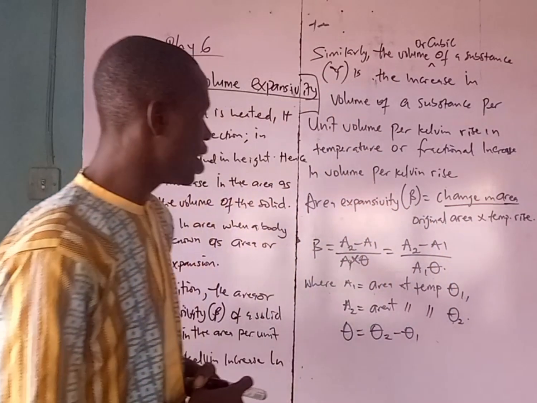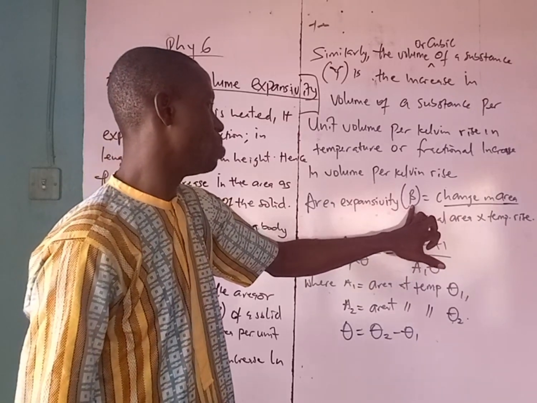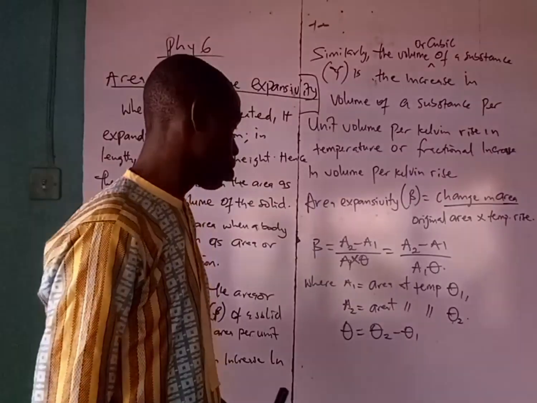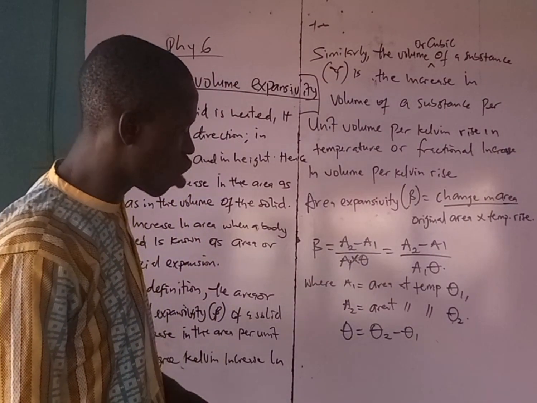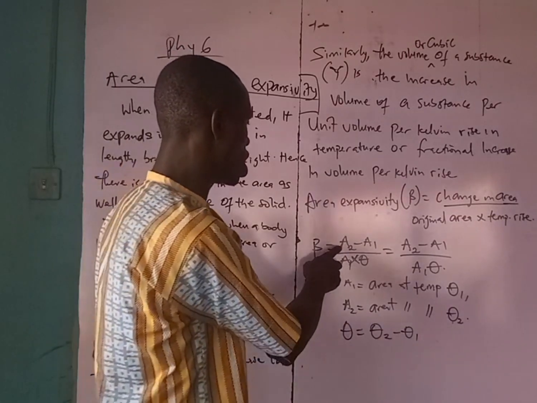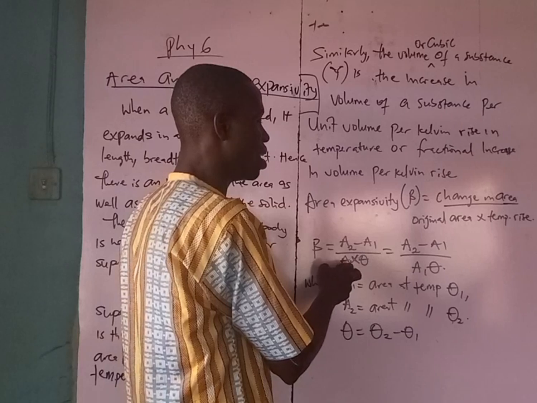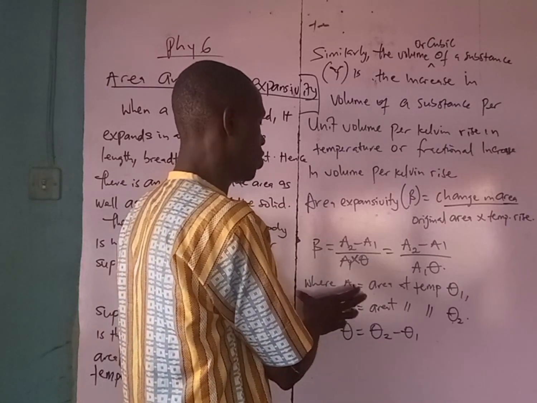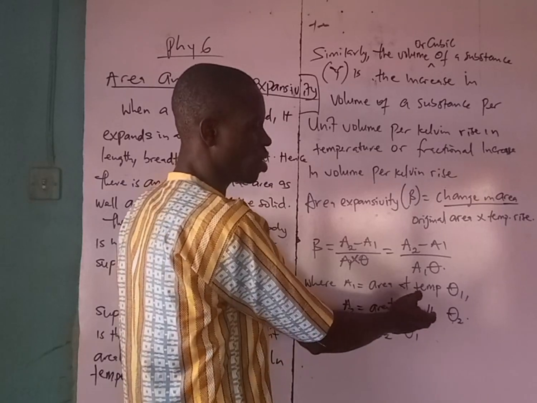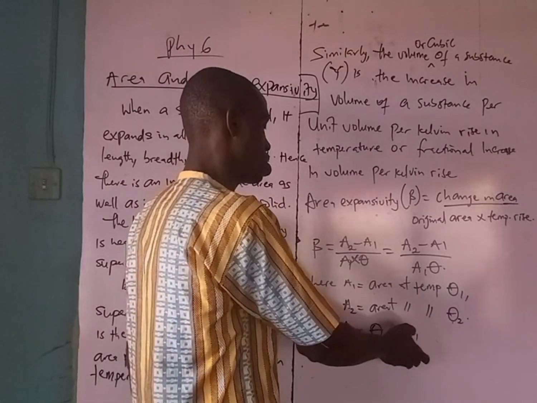Now for the area expansivity, this is what we use to denote it: change in area over original area times temperature rise. I want us to see why we do it this way. This is A2 minus A1, over A1 times theta. A1 is the area at temperature theta 1, A2 is the area at temperature theta 2, and theta is theta 2 minus theta 1.